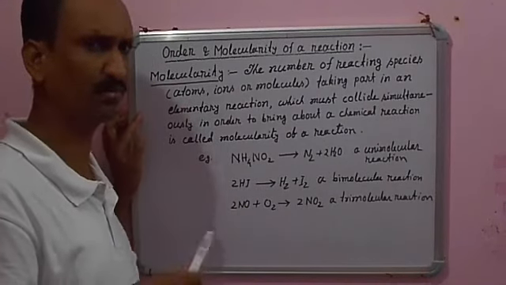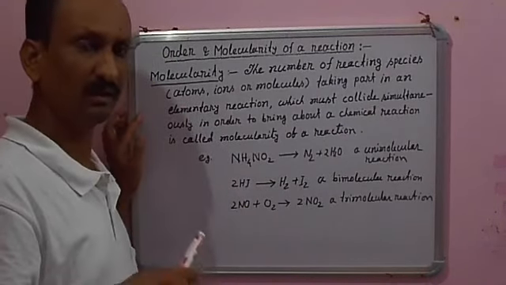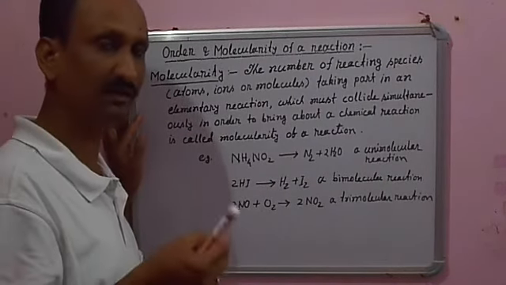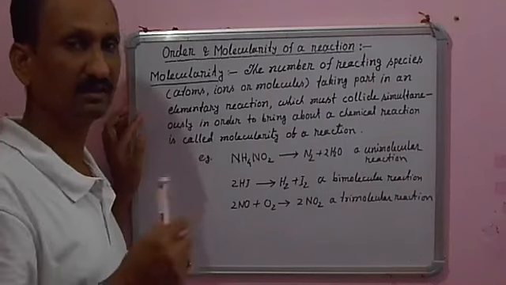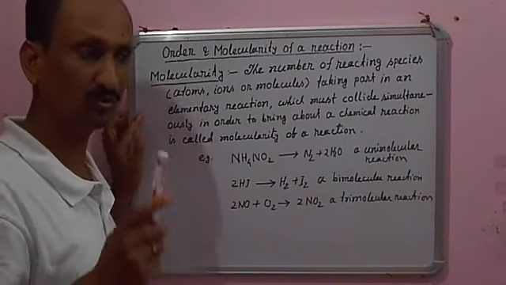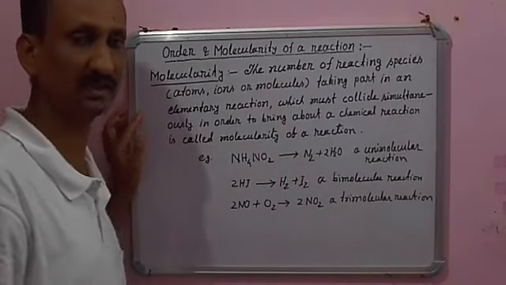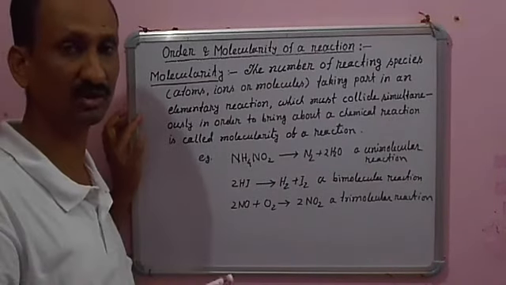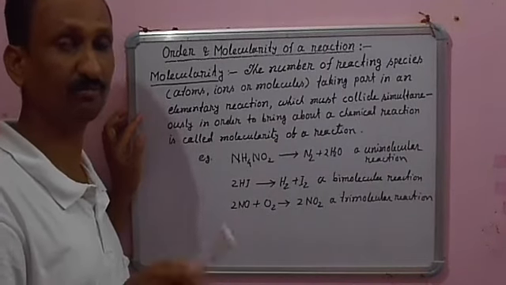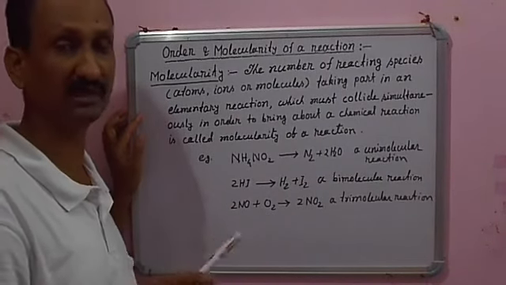And in case of complex reaction, only a single step will decide the rate of the reaction, and the slowest step will govern the rate of that complex reaction. So that step is called as the rate determining step. So the slowest step of a complex reaction is called as the rate determining step.